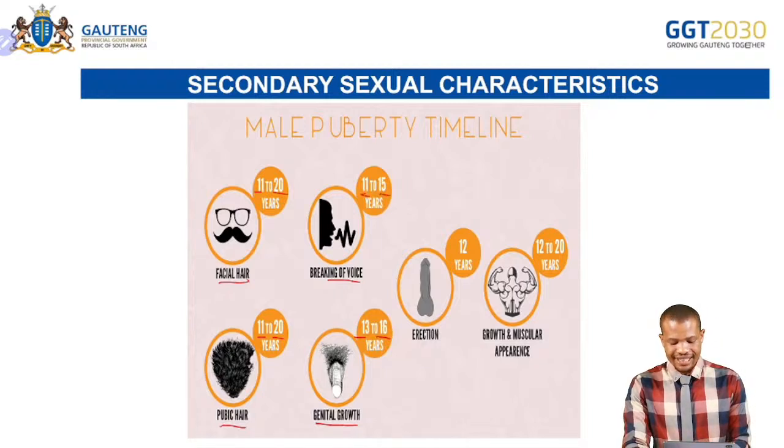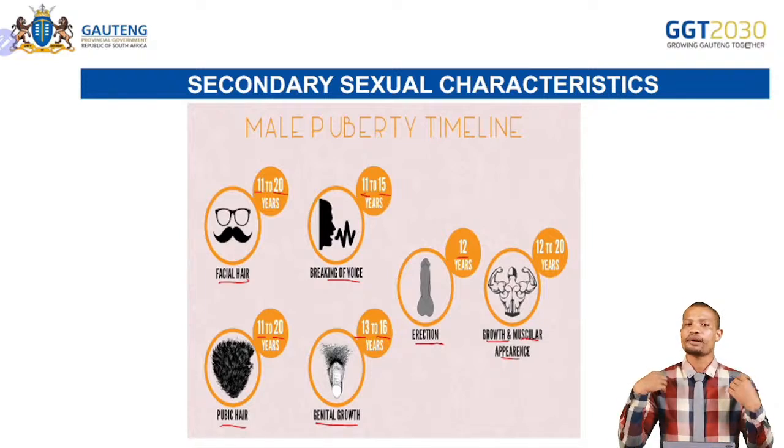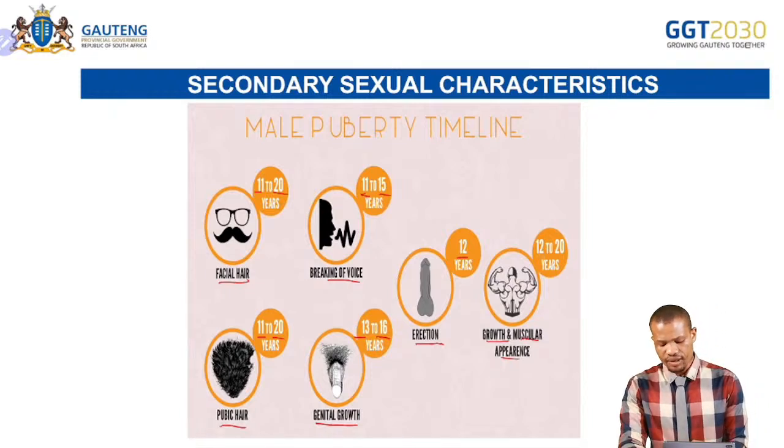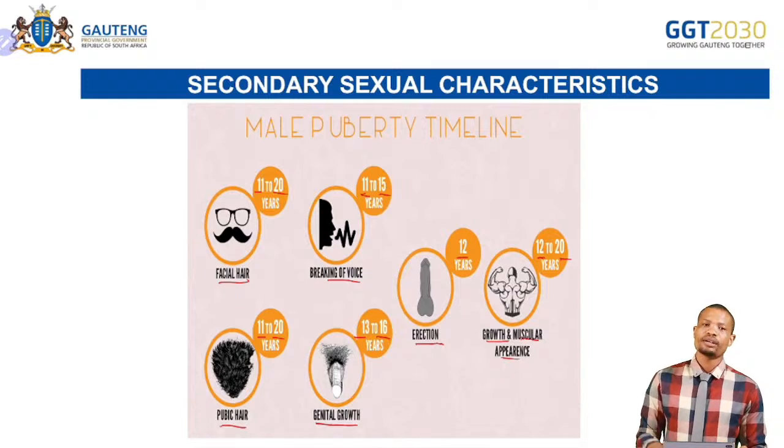Then you'll get an erection, that starts at the age of 12. Then you will have growth and muscular appearance. You start having broader shoulders and a broader chest between the ages of 12 and 20. These are the secondary sexual characteristics that are possible in males.